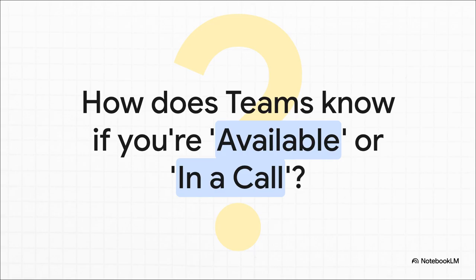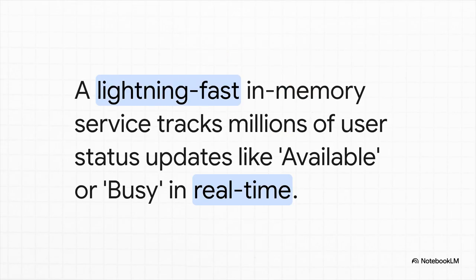It seems so simple, but the system has to track the status of 300 million people in real time and share it instantly. How does it do that without just completely grinding to a halt? The answer is a really clever piece of tech called the presence service.